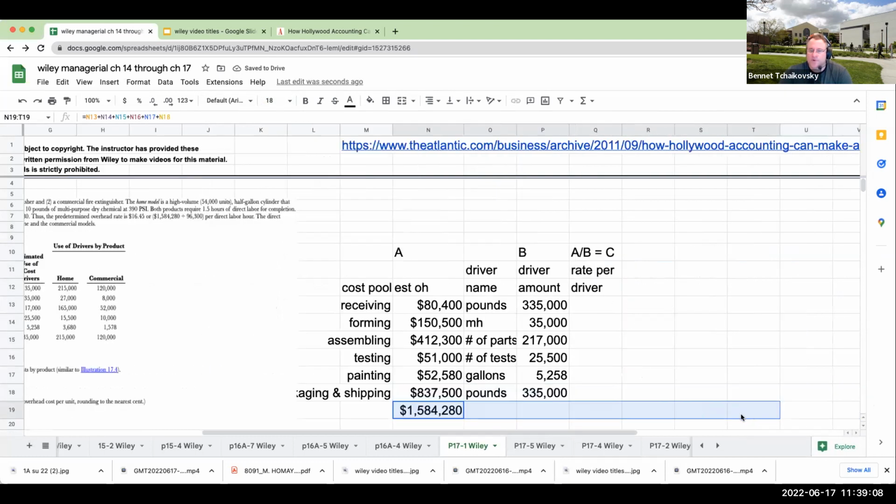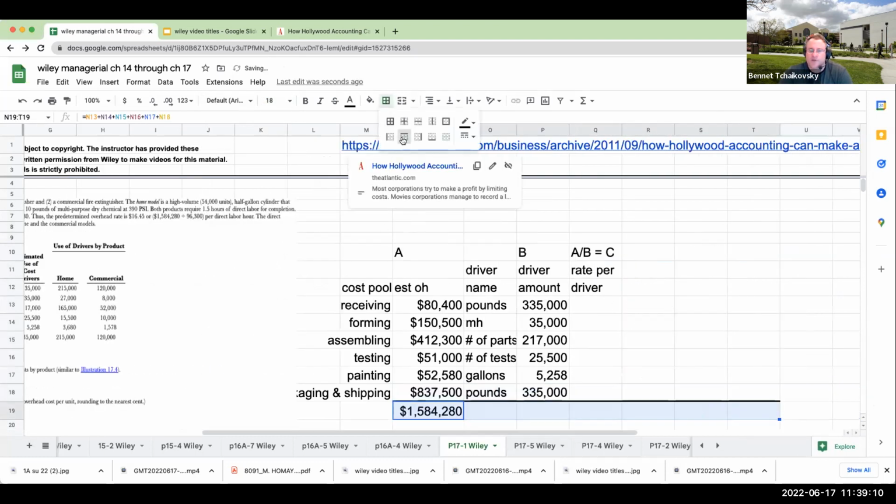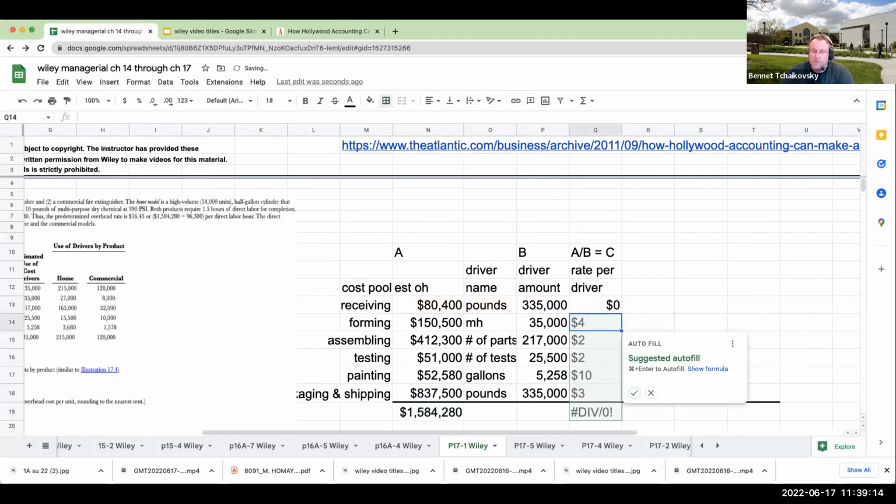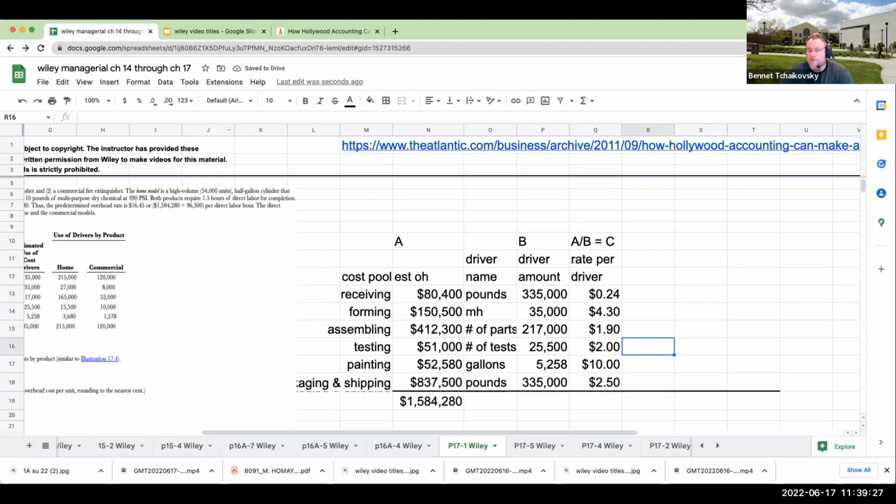I'm not the best at spreadsheets. This is definitely a class you need to go through and take. So my rate per driver right over here is going to be 24 cents, $4.30, $1.90, $2, $10, and then $2.50.